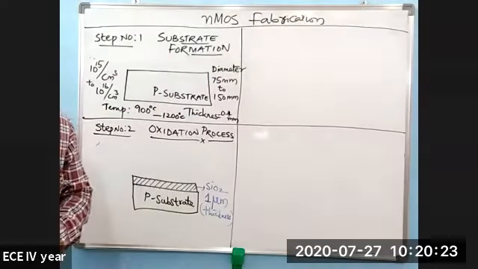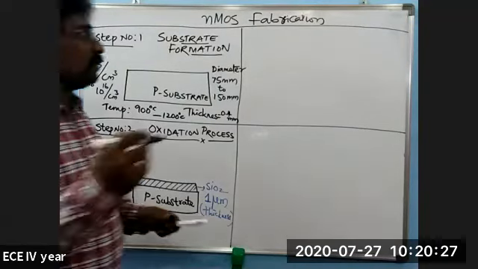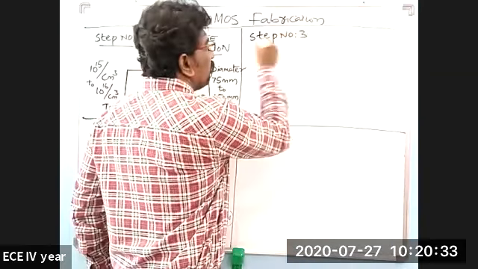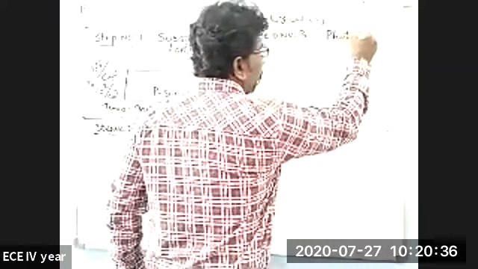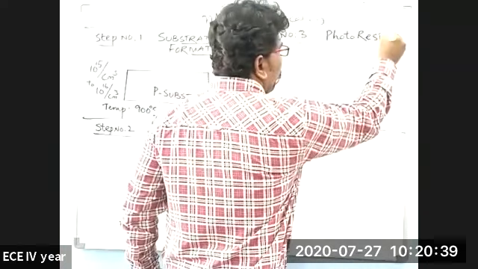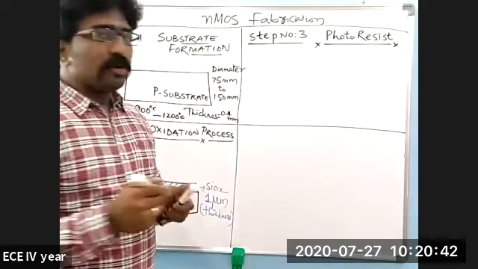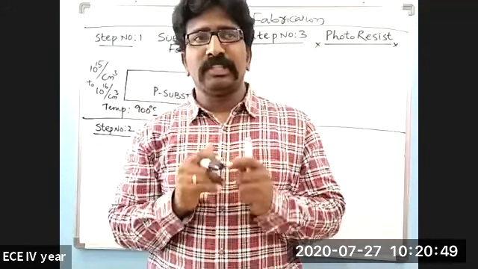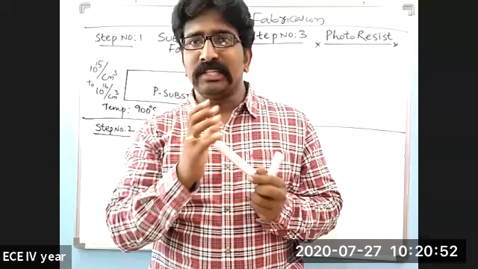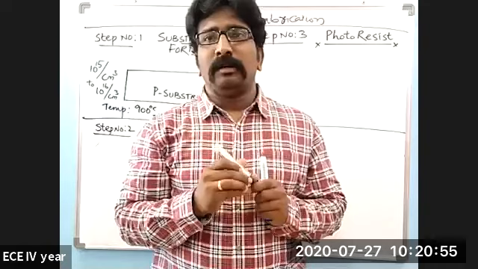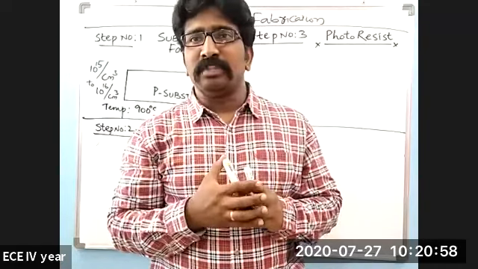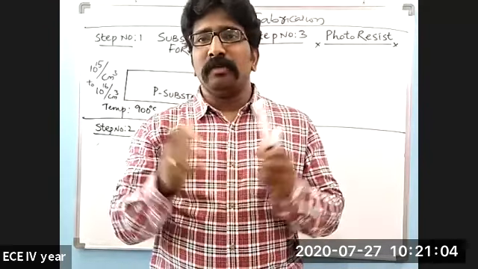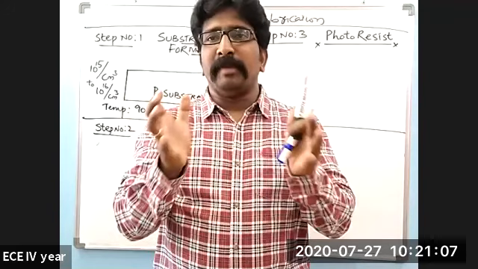Then the third one, step number 3, is called photoresist. First I'll talk about what is meant by photoresist. Photoresist is a light sensitive material which is composed of hydrocarbon polymers and some chemical agents, like carcinogens or neurotoxins. This kind of composition we call a photoresist.